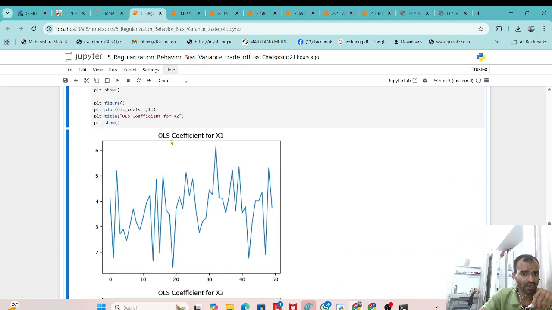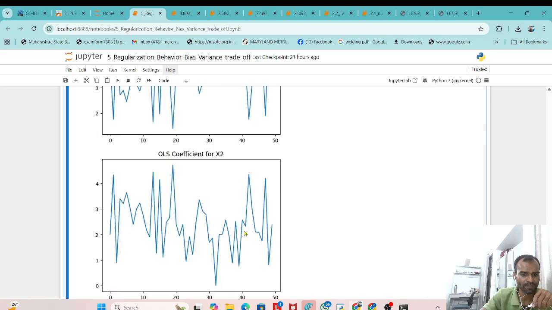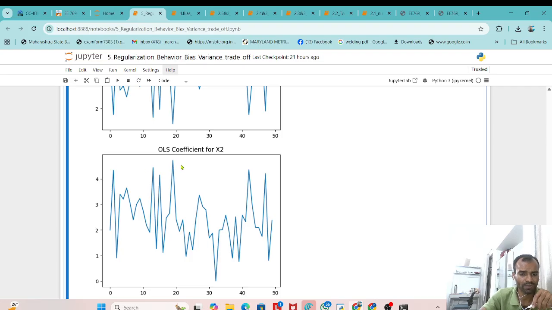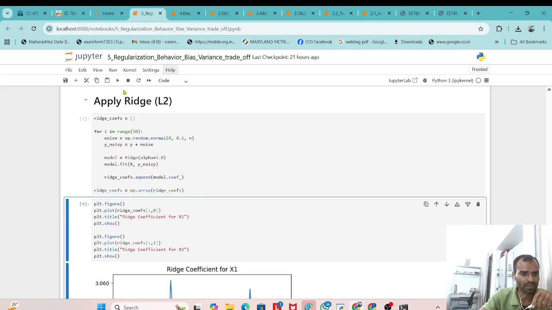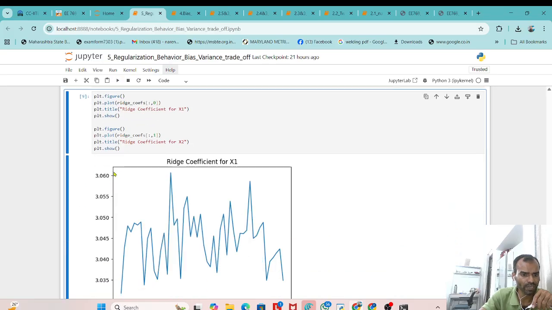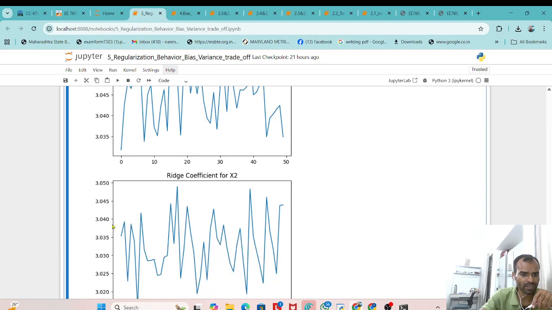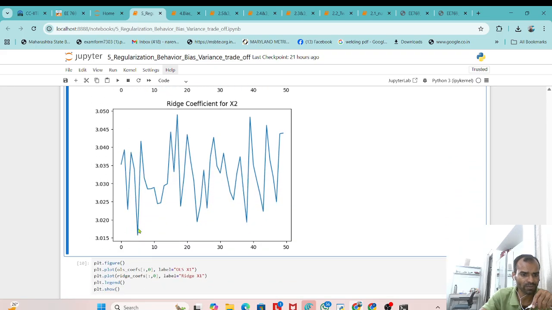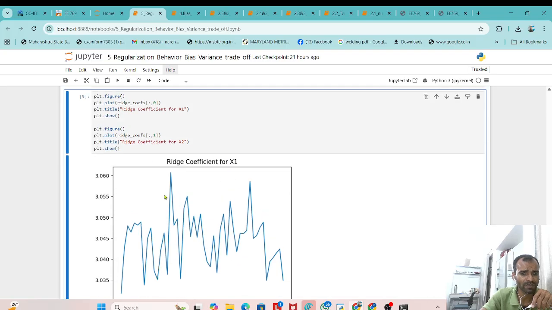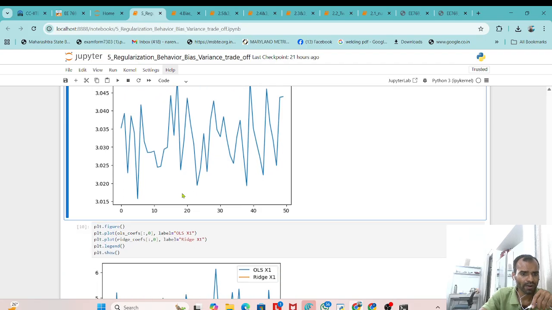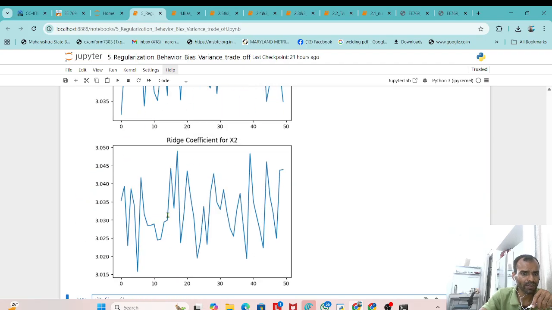After running that, without regularization, you will see that the weight is shooting from 1 to 6, right? It is shooting from 1 to 5, right? After applying the ridge model, you will see that the weights are 3.060 and 3.035 for x1, and 3.050 and 3.015. So in the weight you can find that there are very small changes.